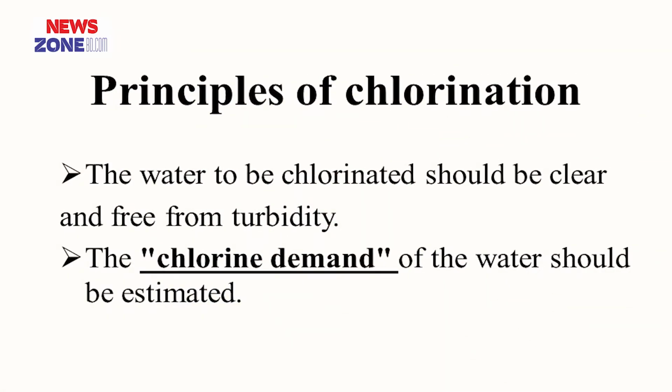Chlorination has some principles. The water to be chlorinated should be clear and free from turbidity. Chlorine demand of water should be estimated. Now we have to know what chlorine demand is. The chlorine demand of water is the difference between the amount of chlorine added to the water and the amount of residual chlorine remaining at the end of a specified period of contact at a given temperature and pH of the water.